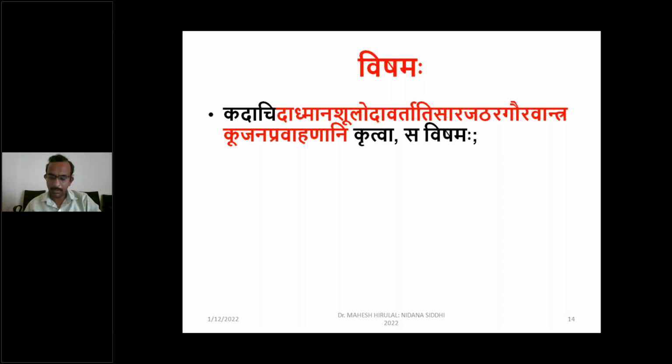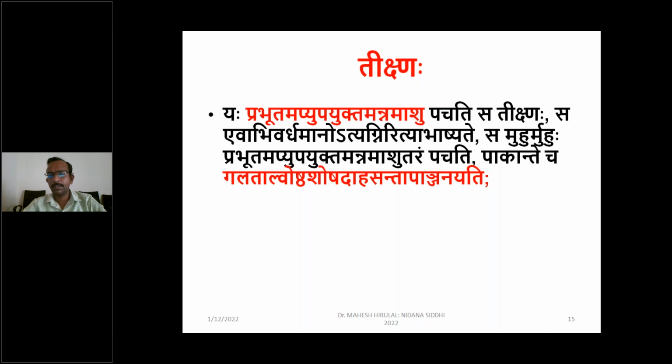Then, coming to the first, we'll understand how the Agni will show the symptoms of Annavaha srotho dushti lakshanas. First is Vishamagni. Vishamagni will lead to Admana, Shula, Udavarta, Atisara, Jatara, Antragaurava, Antrakujana and Pravahana. See, these are symptoms of Annavaha srotho dushti, but the basic cause is Vishamagni. So Vishamagni will lead to all these lakshanas of Annavaha srothas.